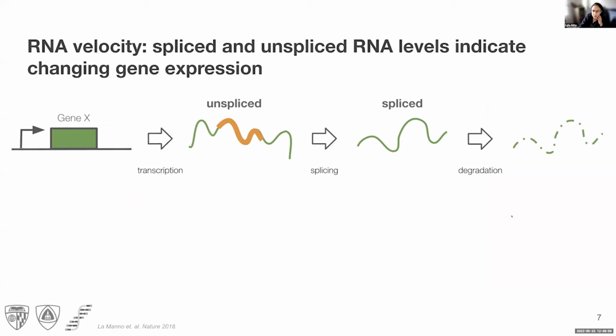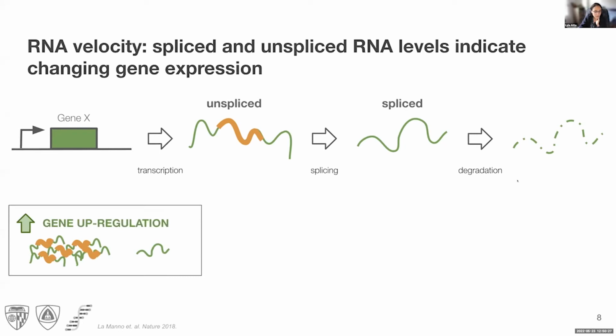RNA velocity works by looking at the relative amounts of spliced and unspliced forms of a gene to infer that gene's expression dynamics. In gene expression, a gene starts getting transcribed to create the unspliced pre-mRNA that has introns in it. That then goes through splicing to remove the introns, and the spliced mature form of the RNA will eventually get degraded. So when a gene first gets turned on, you'll expect to see a lot more unspliced RNA since splicing and degradation haven't had time to catch up yet.